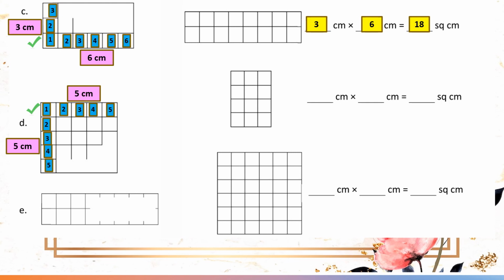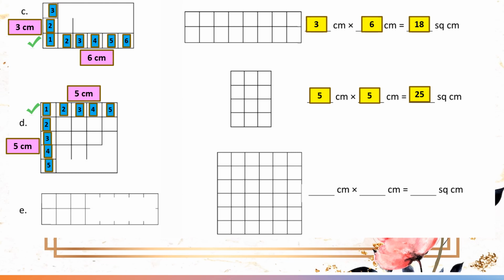So our equation for this particular array for our area is 5 centimeters times 5 centimeters. Now you can count by fives to figure this one out and just use your fingers, right? Hold up 5 fingers, count by fives, and we know that 5 times 5 is 25.